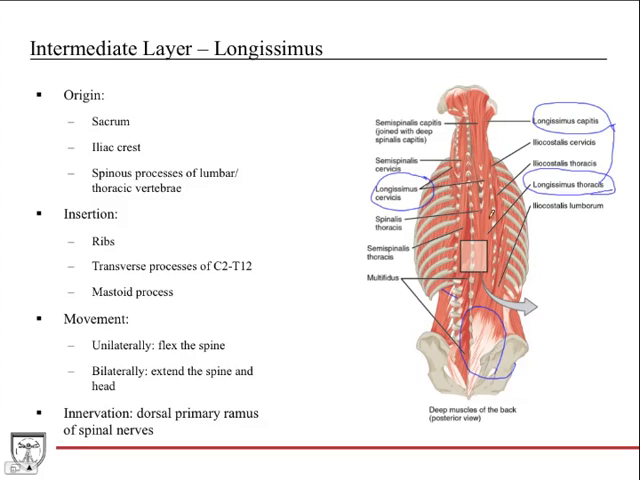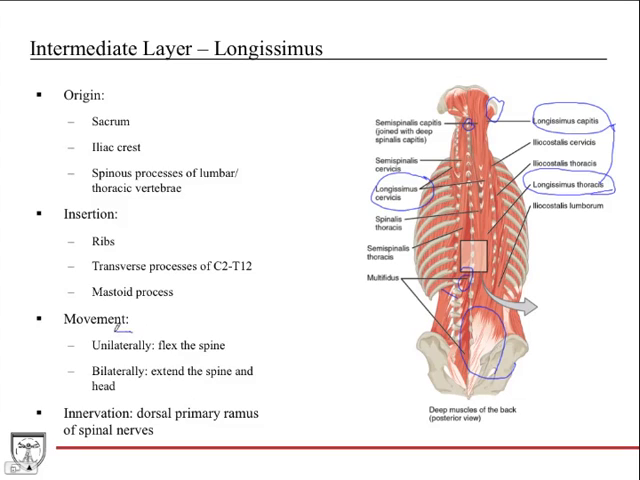Now, where does it insert? You can see it inserting onto the ribs here. Transverse processes of C2 to T12, so to give you an idea, C2 is up here, T12 is down here, so very broad insertion point, and also the mastoid process, which is a bony prominence on the inferior part of the skull.